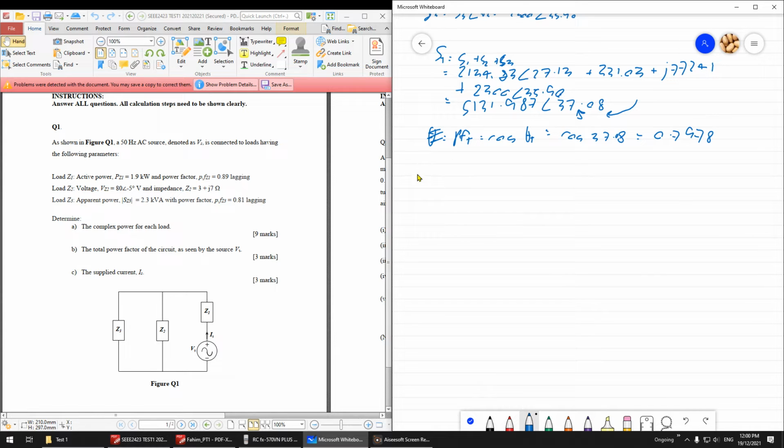Next is the supply current IS. How to calculate IS? You can see here how to calculate IS. The first step for 1c is to find the current at Z2. You can see here.